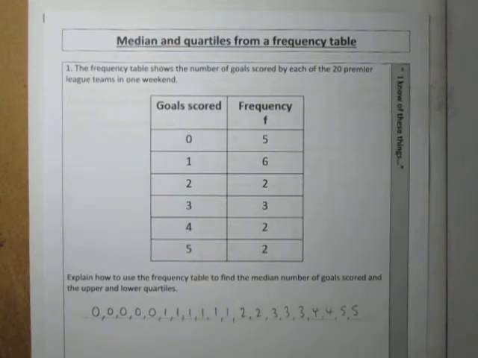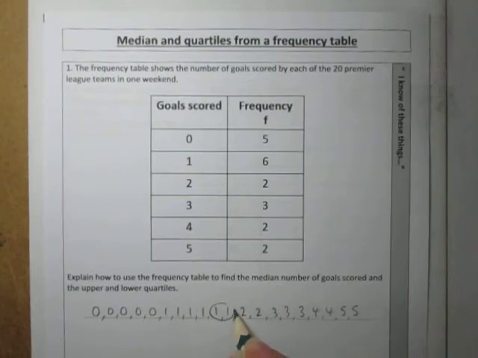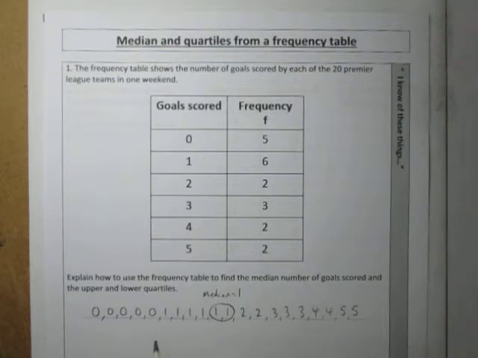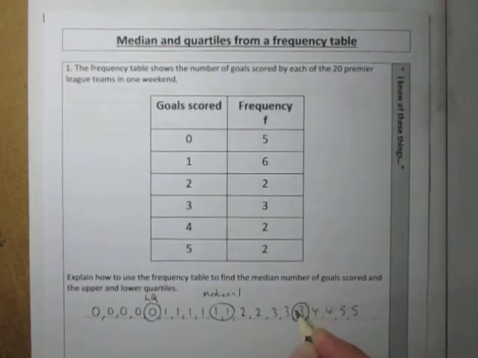So to find the median, we would find the middle value. In this case, there are actually 2 values in the middle, these ones here, which tells us that the median would be equal to 1. For the lower quartile, we would find the middle of the bottom half of the data, which happens to be this value here. And for the upper quartile, we'd find the middle of the top half of the data, which is this value here.